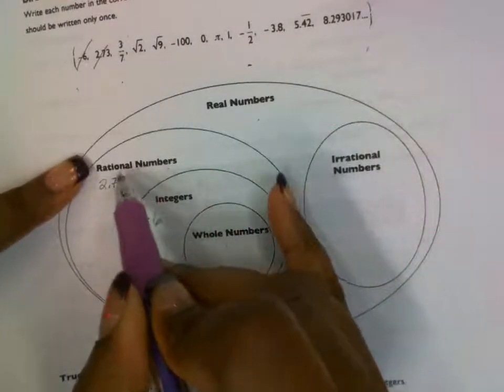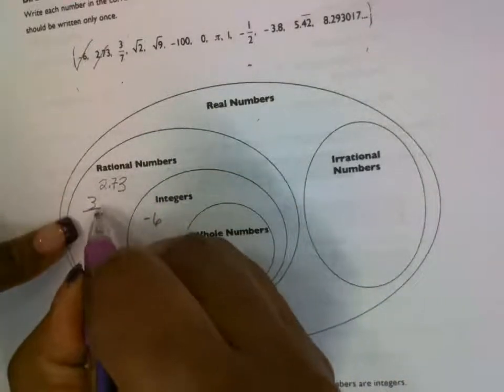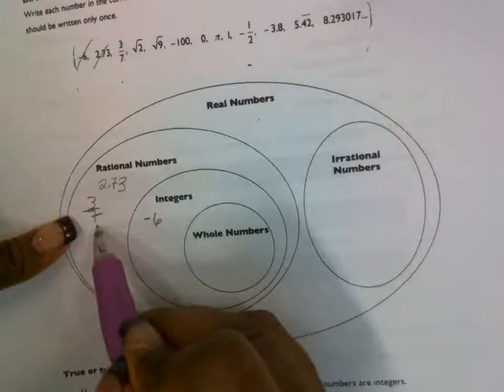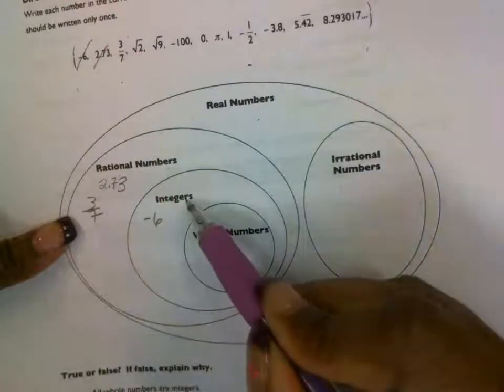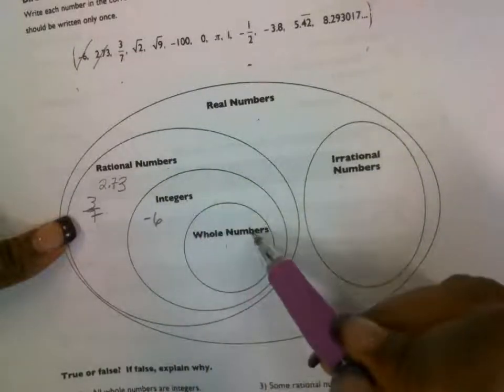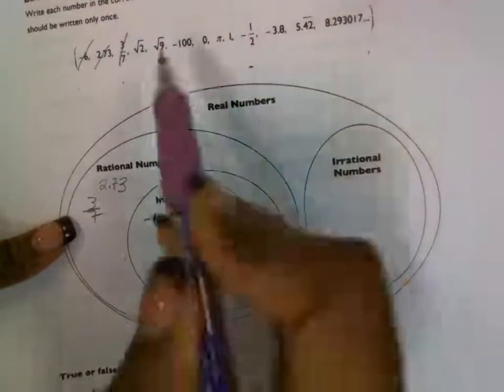So remember, by definition, rational numbers are numbers that can be written as a fraction. So this is where I'm going to put 3/7. I'm going to put it here because it is a fraction. It can't be an integer because remember, integers are not fractions. Whole numbers are not fractions either. I'm going to mark that out. The square root of 2.